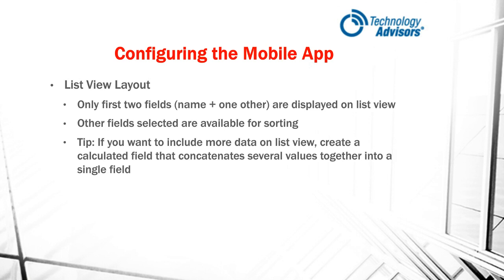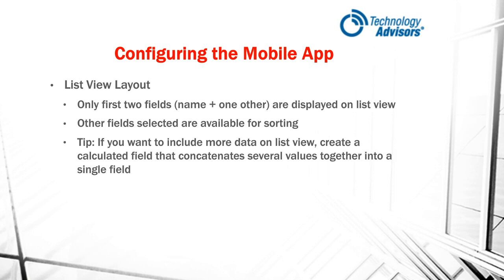And the reason it does that is because all of the fields that you pick are available in that sort by menu. So any fields that you pick on the list view layout will be available for sorting, but only the first two are going to actually show up as fields displayed in the list of records.